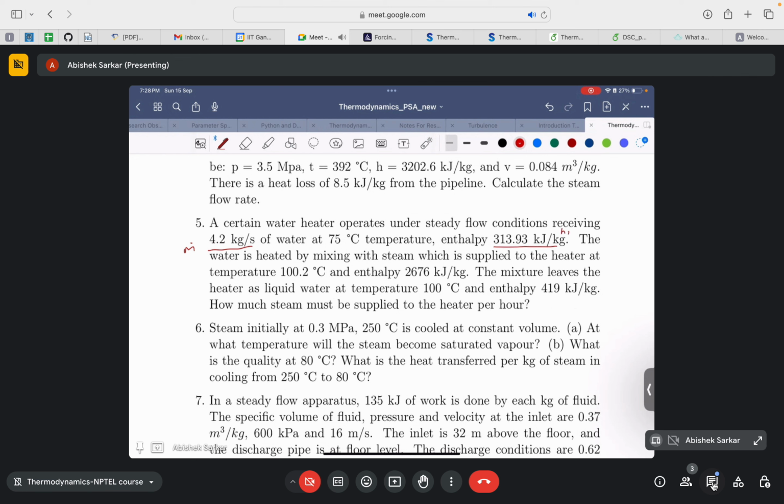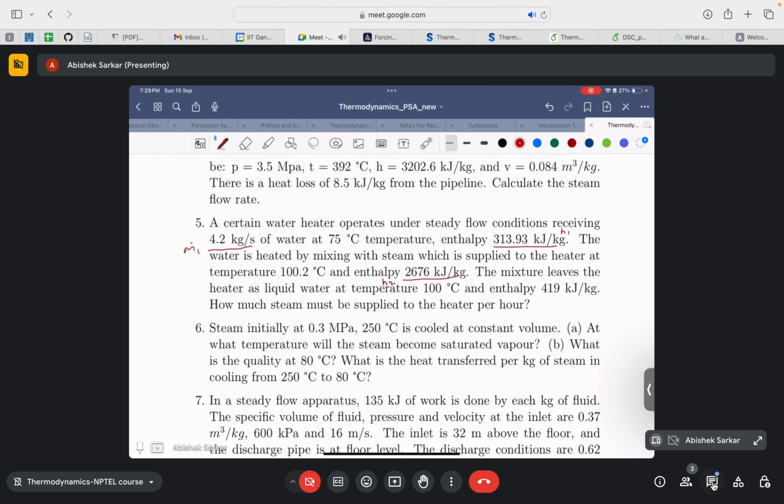The water is heated by mixing steam, which is supplied to the heater at 100.2 degrees Celsius and an enthalpy of 2676 kilojoule per kg. Okay, I will draw a diagram so it will be more understandable for you. So this is H2. Okay, so this is a problem related to heat exchangers, right? Because water is coming in at some inlet at an enthalpy of 313.93 kilojoule per kg, and it is mixed with steam to raise its temperature, where the steam is coming at an enthalpy of 2676 kilojoule per kg.